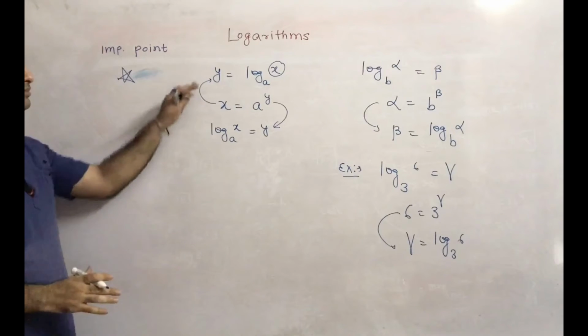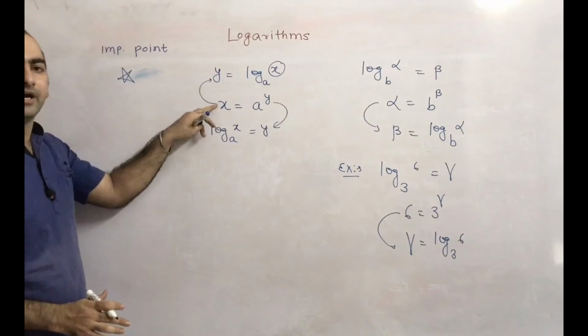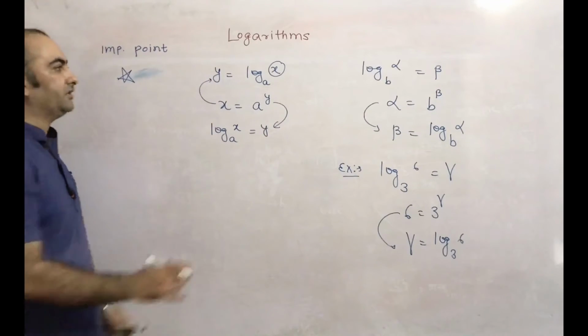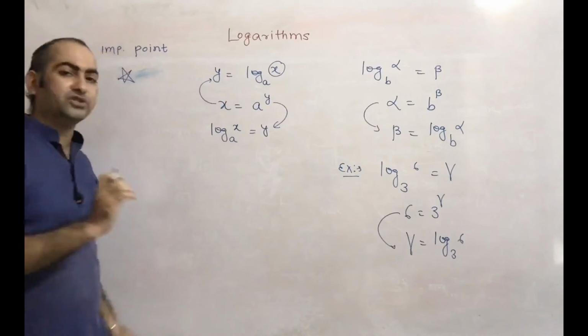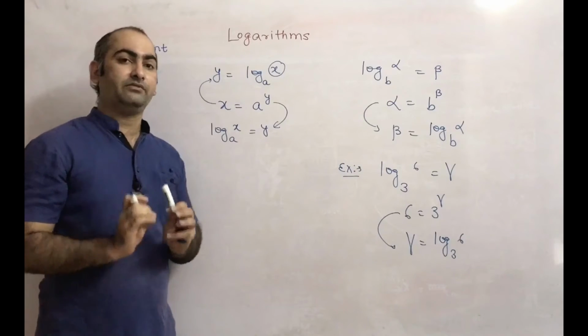So we have to remember how to convert from here to here and how to convert from here to here. If this equation is given, we can write this one. If this equation is given, we can write this one. So this is the most important point in this chapter that we will use many times.